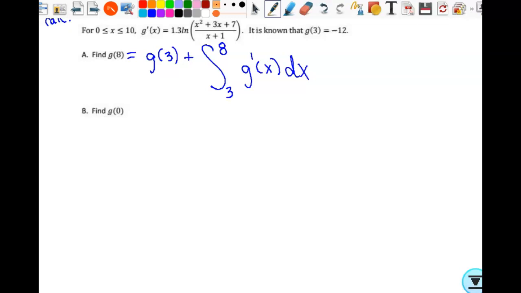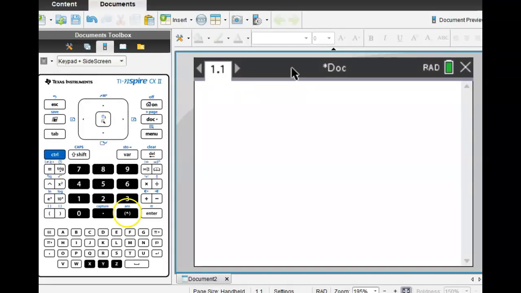All right, let's do one more. First of all, the G of 3, what is G of 3? Negative 12, okay? So instead of G of 3 in the calculator, we're going to put negative 12. So we're going to start with negative 12 plus. The negative is right there below the 3. Okay, negative 12 plus. We got it? Then we're going to do the integral.